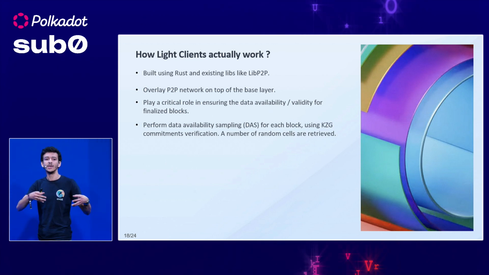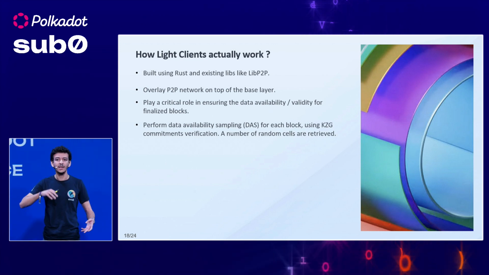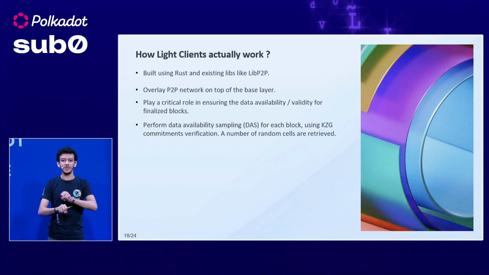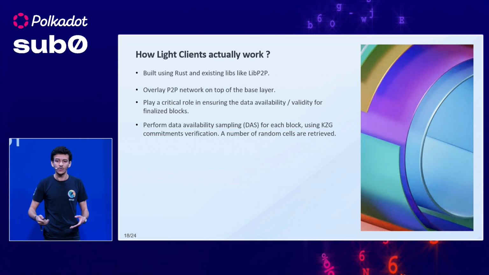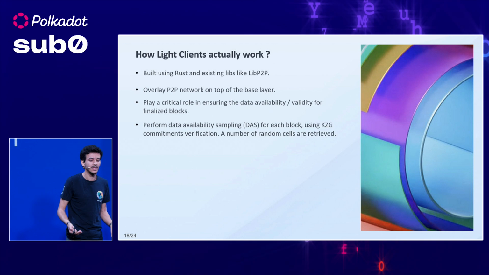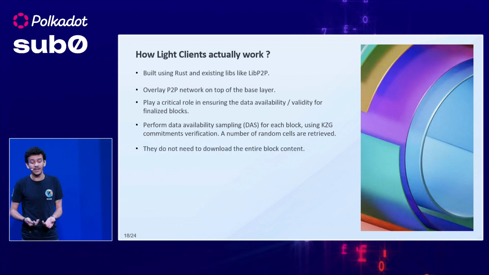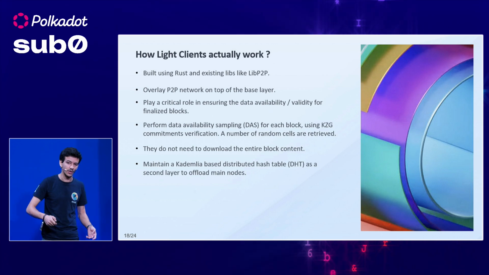So it means that for each commitment that we have generated previously, they will do some random data availability sampling, get some cells, and match them against the commitment, which will do a cryptographic check to see if everything is fine. If there is an error, we'll detect it at this point. So they do not need to download the entire block content, and actually they really need to download only a super small portion of the block.